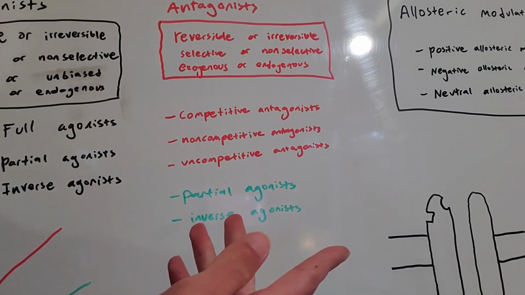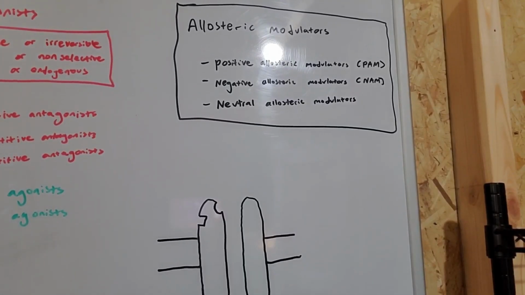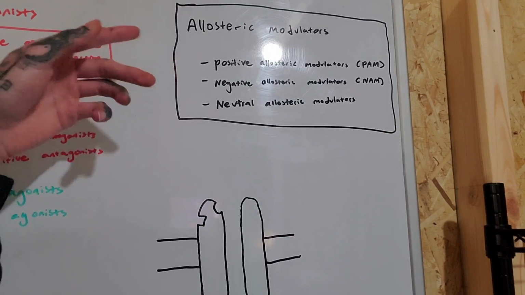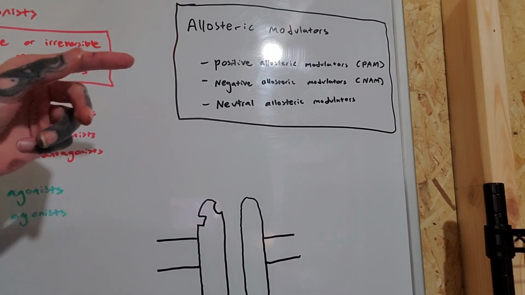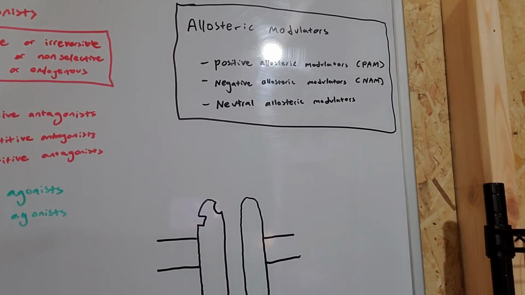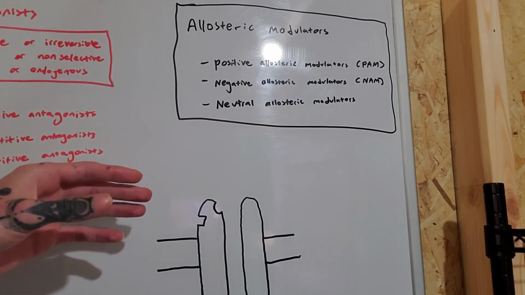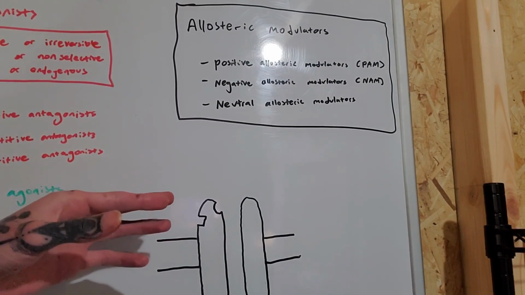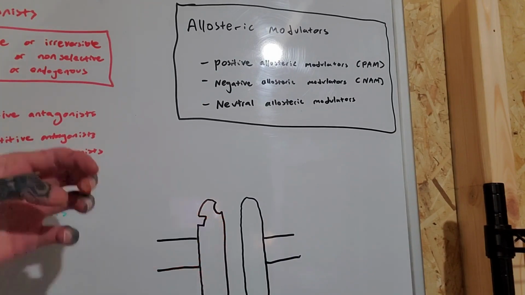Then we have allosteric modulators. So an allosteric modulator is a ligand that binds to the allosteric site on a receptor. That is the regulatory site, the modulatory site. And there are three types. There are positive allosteric modulators, or PAMs, which bind to the allosteric site and either increase the affinity or the efficacy or both of the orthosteric ligand.